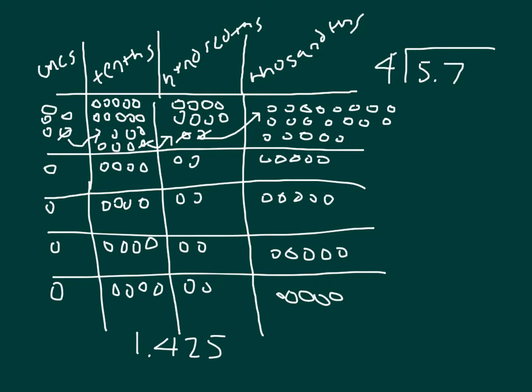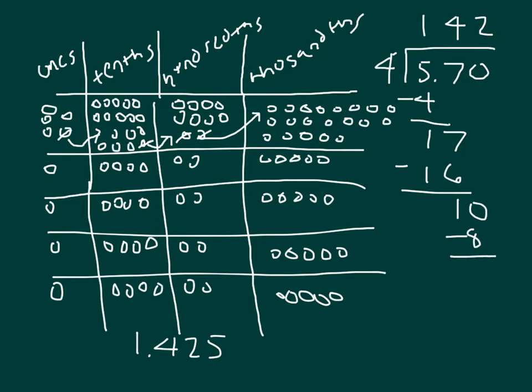I can look at my standard algorithm just to check my work. 4 goes into 5 one whole time because 1 times 4 is 4. 5 minus 4 is 1, bring down the 7. 17 divided by 4 is 4. 4 times 4 is 16. 17 minus 16 is 1. Add a 0 to drop a 0. 10 divided by 4 is 2, because 2 times 4 is 8, and 10 minus 8 is 2. Add a 0 to drop a 0. 20 divided by 4 is 5. 5 times 4 is 20.